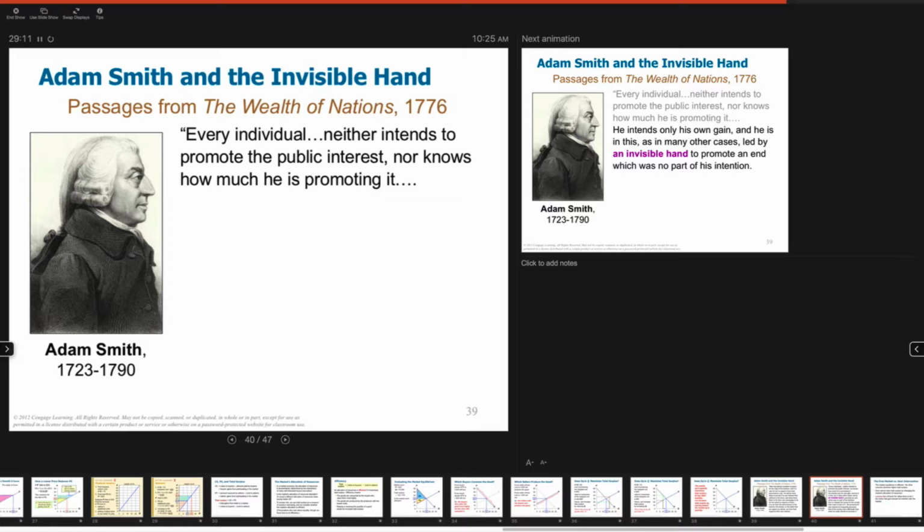Every individual neither intends to promote the public interest nor knows how much he is promoting it. The common man walking down the street has no idea what an integral part in the overall web of economic activity that individual is. If he did, it might overwhelm him, probably wouldn't change the course of action. But every individual is integral to it.